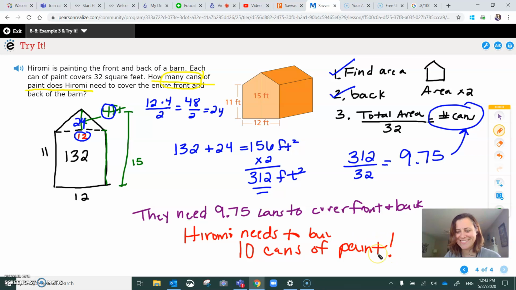Ta-da! Nice. So be careful, because this is one of those numbers where it's not just a rounding rule that gets you the right answer, because even if he needed 9.1 cans of paint, you would have to buy the 10 cans of paint. Otherwise, you're going to be short paint. So be careful about when these become real-life examples. And I don't know if you've ever bought paint before. It's expensive. So you really do want to figure out exactly how much you're going to need to cover something.